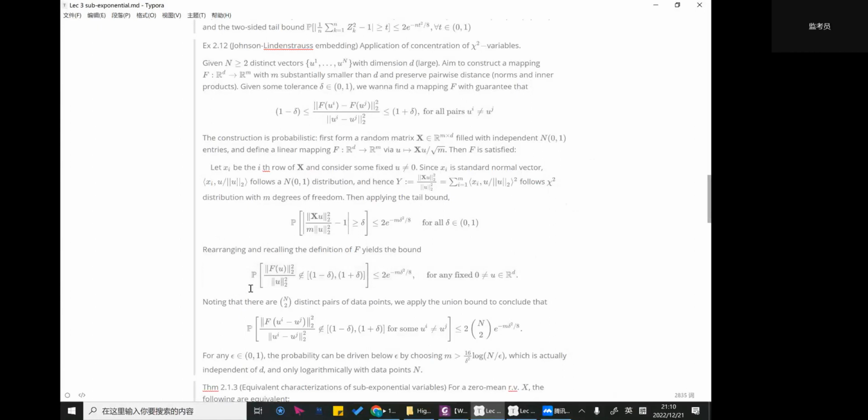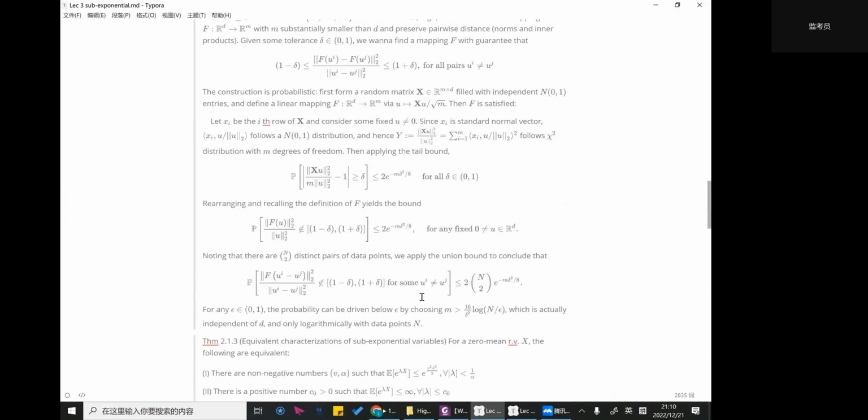So this is the bound of the mapping we construct. Since there are n choose 2 distinct pairs of data points, we apply the union bound, so we get the final result here. This is the bound we want. So for any epsilon in this range, the probability can be driven below by some calculation. So we choose m must be larger than this.